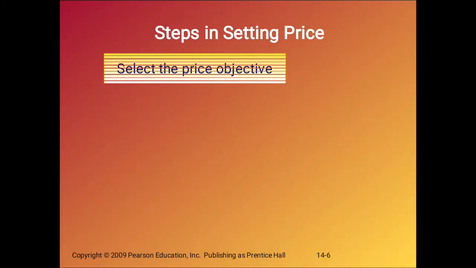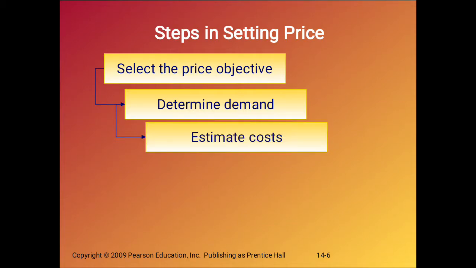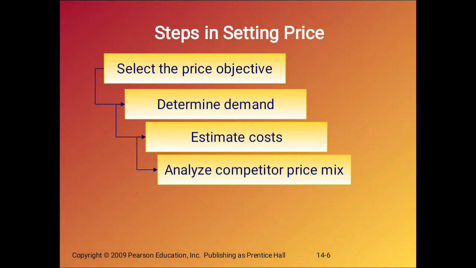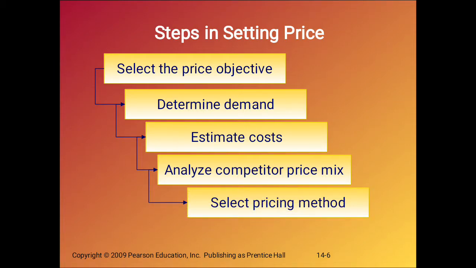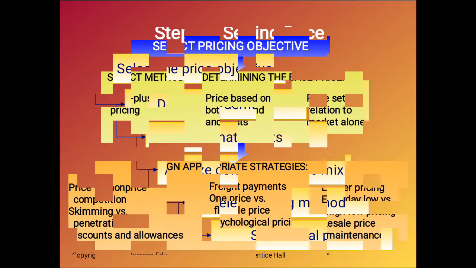As far as steps in setting pricing are concerned, first you have to select a price objective. So with what objective are you selecting the price for your product? Is it to have the greatest share of the market, or is it to have a certain niche consumer segment for your product? Based on that you are going to select your price. The second is you have to determine the demand for your product. The third, you have to estimate the cost of making the product. Fourth, you have to analyze the competitor price mix. Fifth, you have to select a pricing method. And finally, you select the final price for your product.